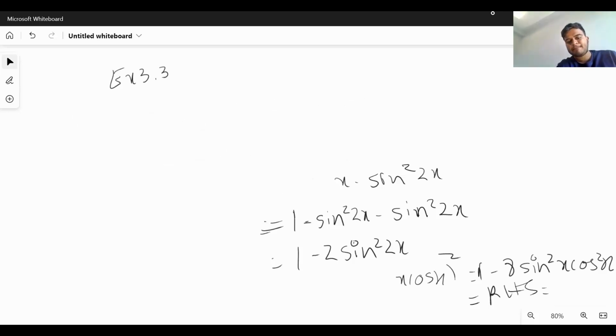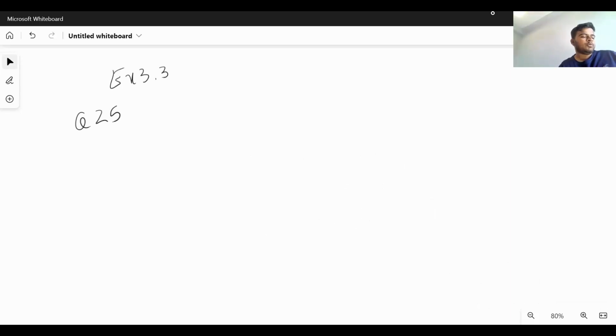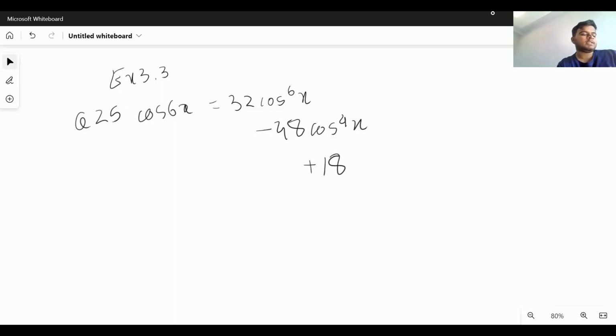Okay. In this question, we have to prove that cos 6x equals 32 cos to the power 6x minus 48 cos to the power 4x plus 18 cos square x minus 1. Correct. So this is something that we have to prove.